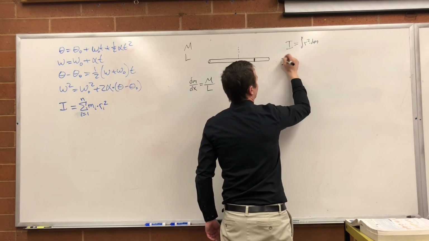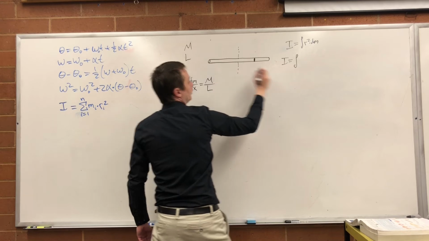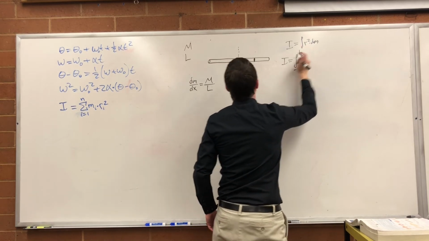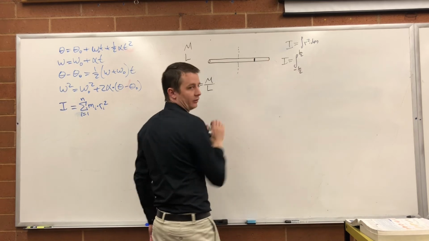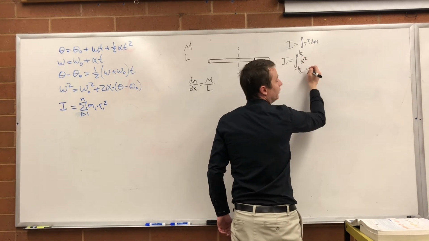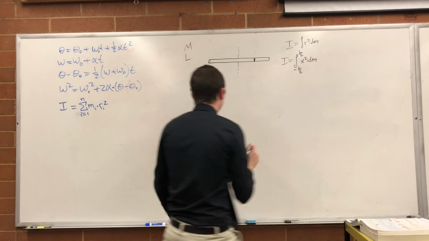For the actual integral that we're going to calculate, we're going to go from negative L halves to positive L halves, using our coordinate system right down the center like that. Yep. Our radius is going to be x squared, okay, and then we need to do times dm, and I'll figure out what dm is here in a second.